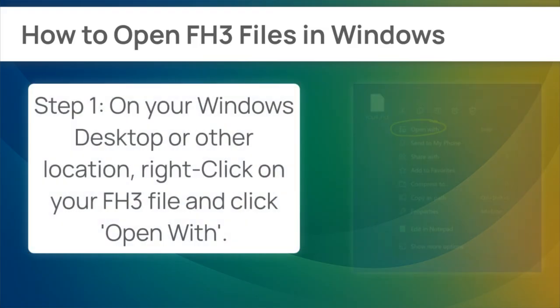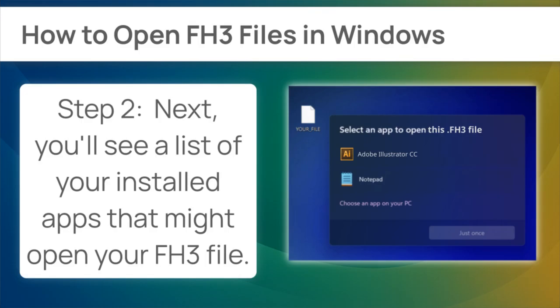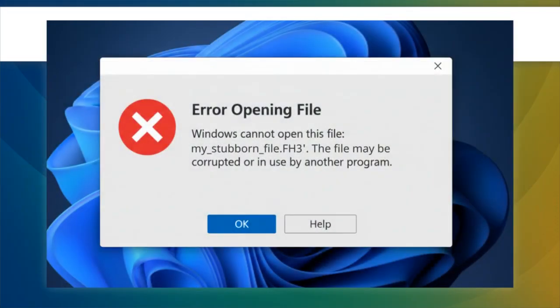To open this specific FH3 file, right-click your file and select Open With. If Adobe Illustrator CC is available, use that first. If it's missing, choose another program. Don't worry if it takes a few attempts to find the right software. If you cannot access the FH3 file, no problem.